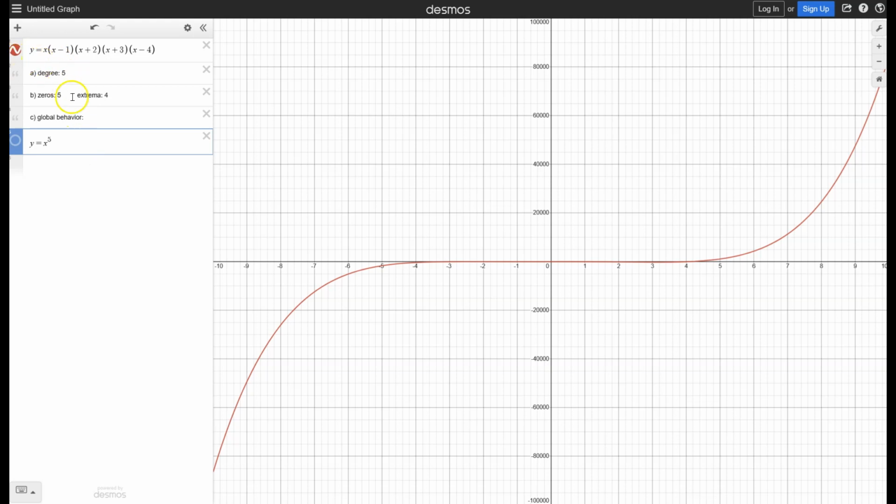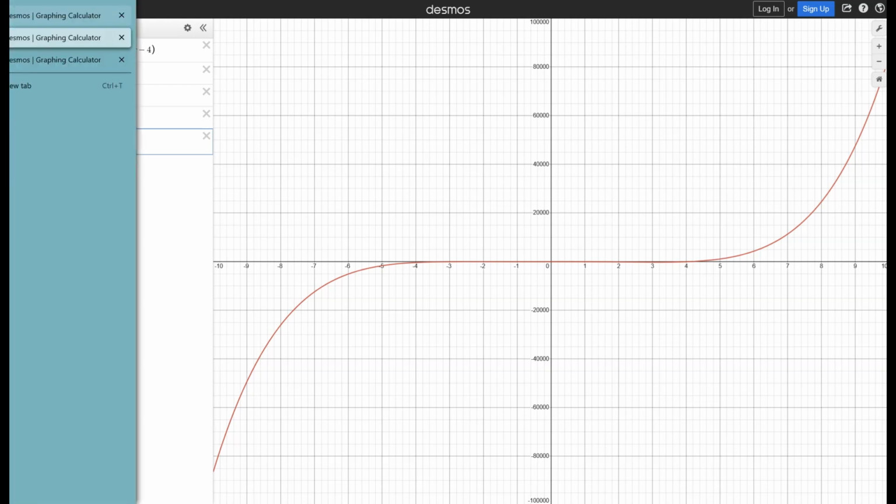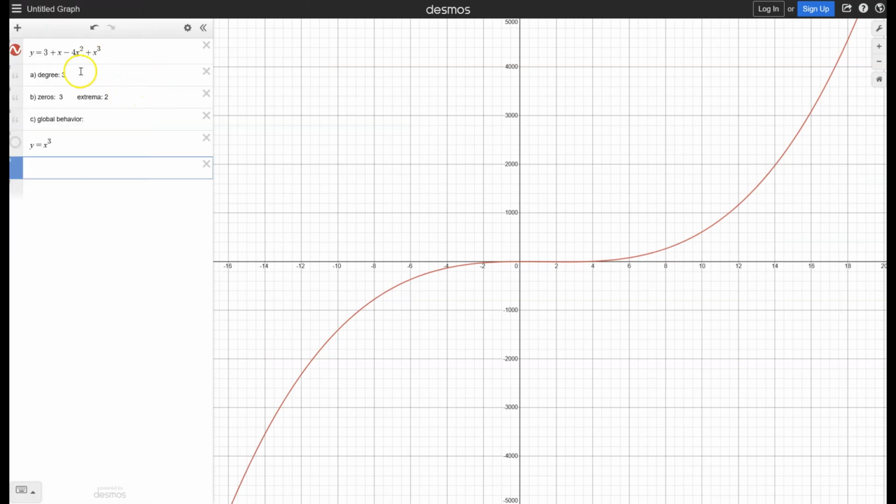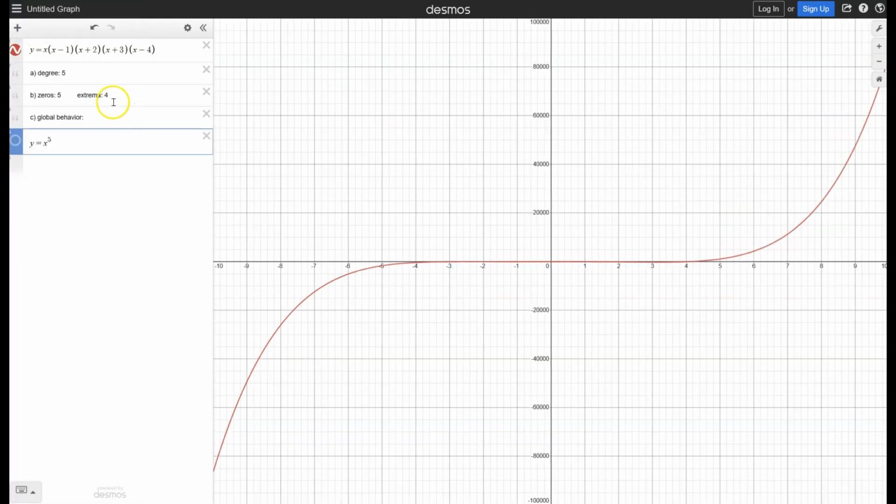I know it's only 2 examples, so it's kind of hard to think you have a pattern. But what I'd like us to see is that when we had degree 3, there were 3 zeros, 2 extrema, and the global behavior was an x cubed. When we had a 5th degree, we had 5 zeros, 4 extrema, and the global behavior was an x to the 5th.